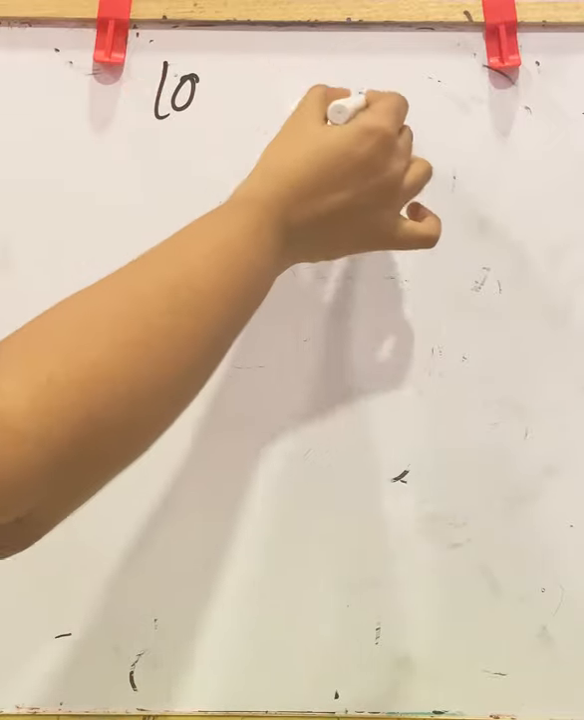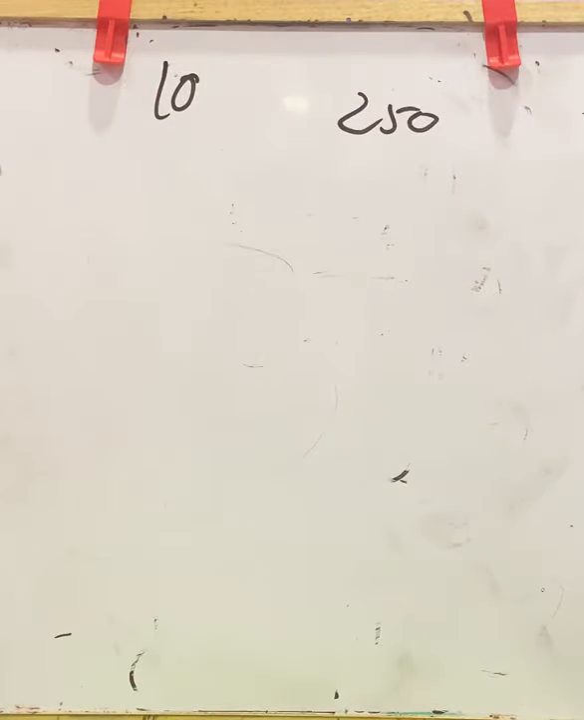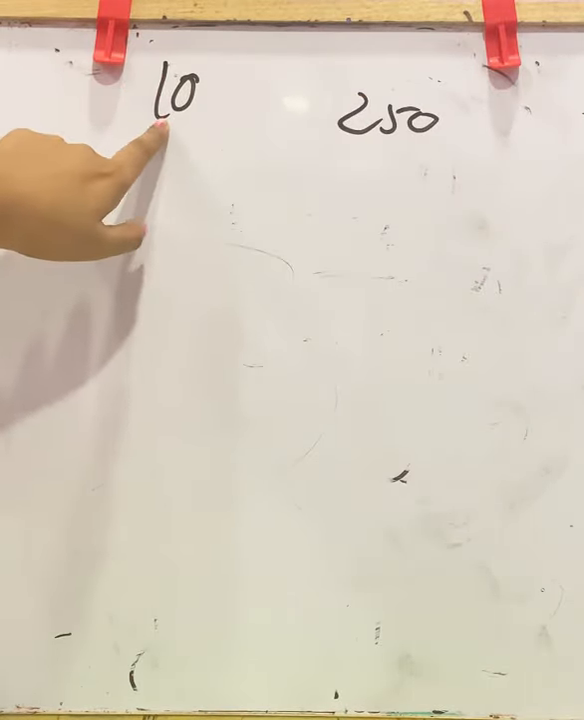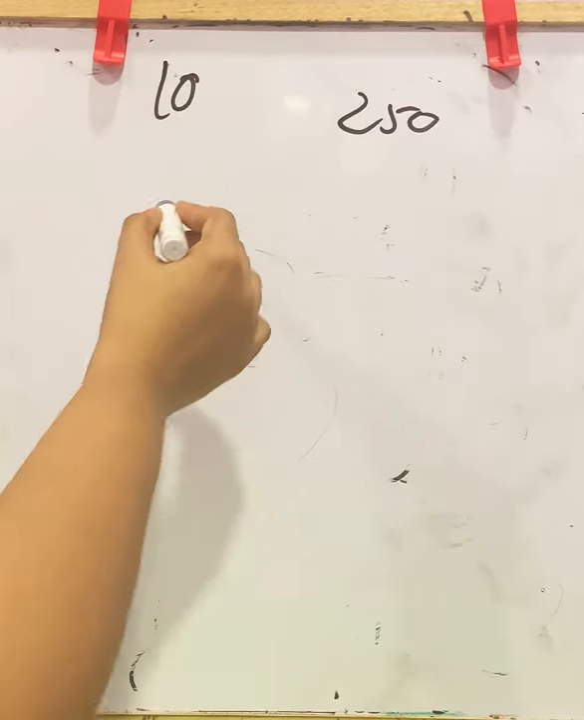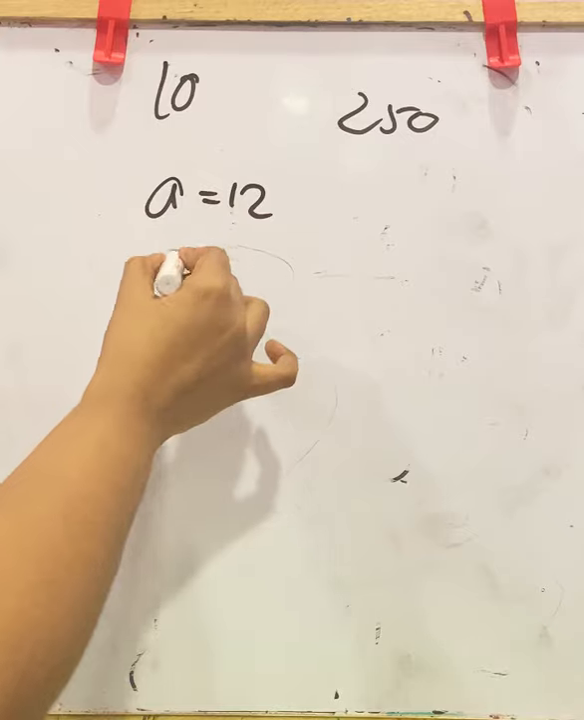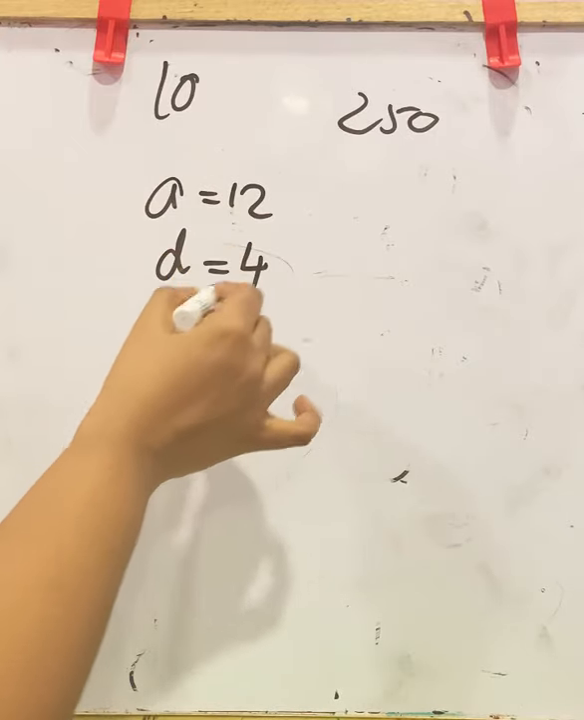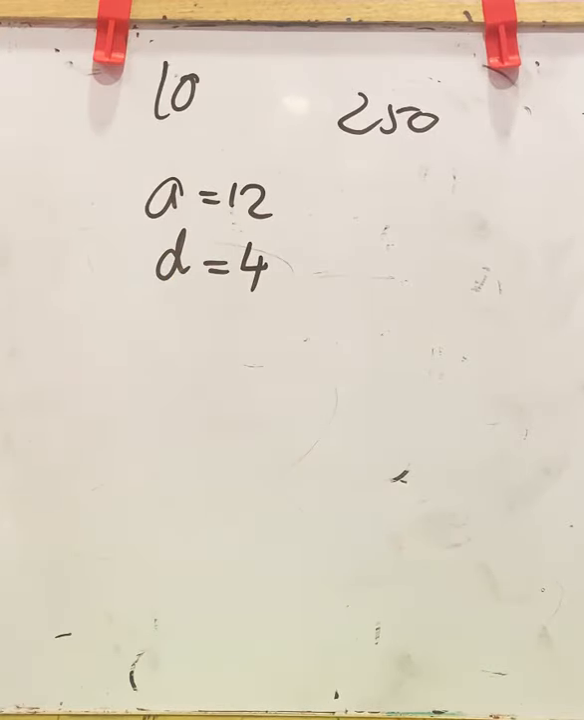Next question. How many multiples of 4 lie between 10 and 250? Between 10 and 250, how many multiples of 4 are there? We know after 10, the multiples of 4 start from 12. So A is 12, and the difference will be 4 because it is a multiple of 4.